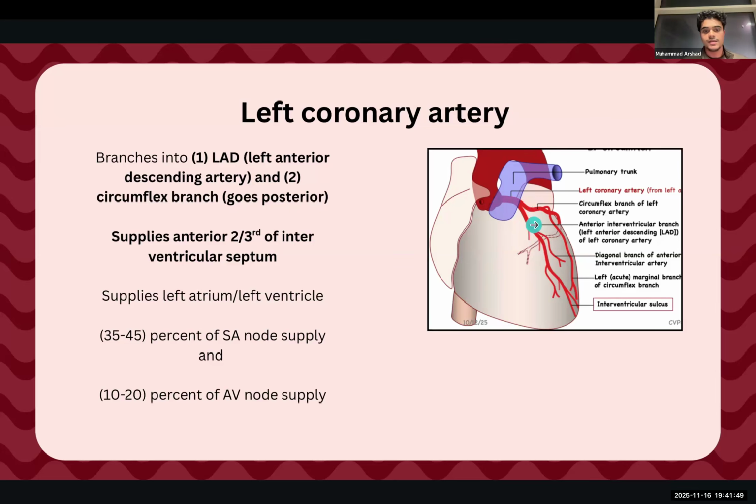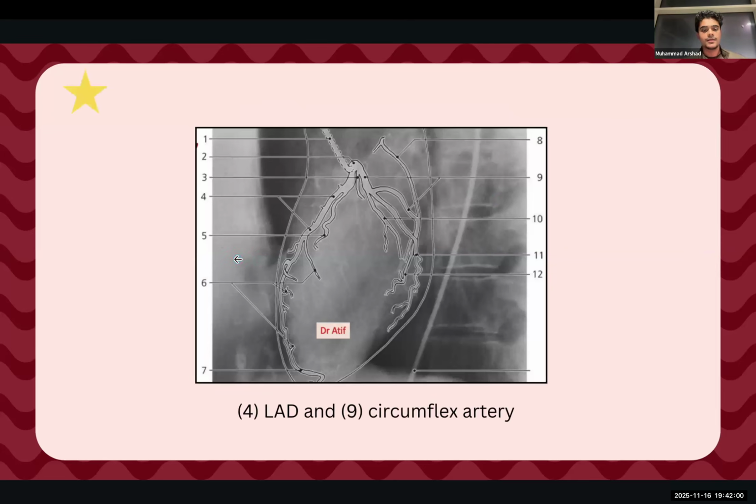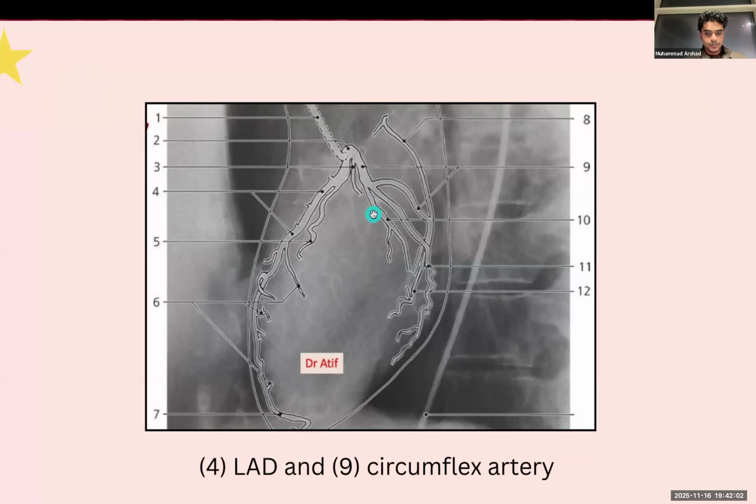As you guys can probably guess, it supplies the left atrium and the left ventricle. It's around 35 to 45% of the SA node supply and 10 to 20% of the AV node supply. To be honest, those aren't super important numbers, but you need to know this 2/3 and 1/3 thing for sure. Okay, so this is what it looks like on an angiograph. To be honest, it's very different from the right coronary artery, but just please don't mistake these two because some people do.